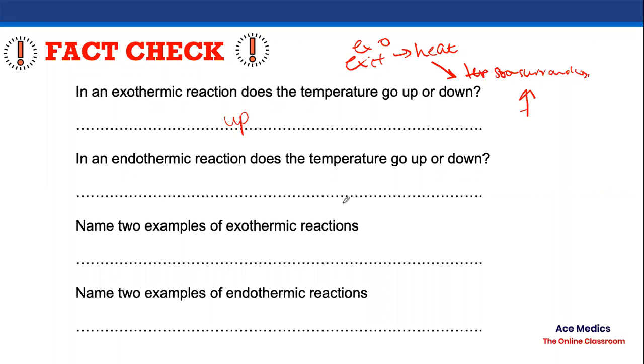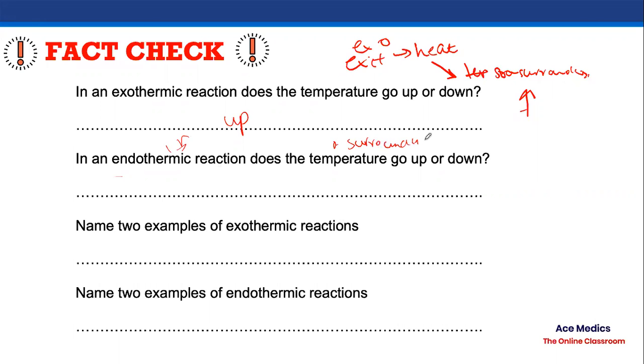It can get a bit confusing. But in exothermic, just think exo, you're exiting heat out, temperature will go up. Endo, heat comes in. So endo and in have both got N in it. Endo, heat in. So heat is coming into the reaction. So the surrounding temperature will go down. Okay, so when we talk about temperature here, we're talking about the surrounding temperature.